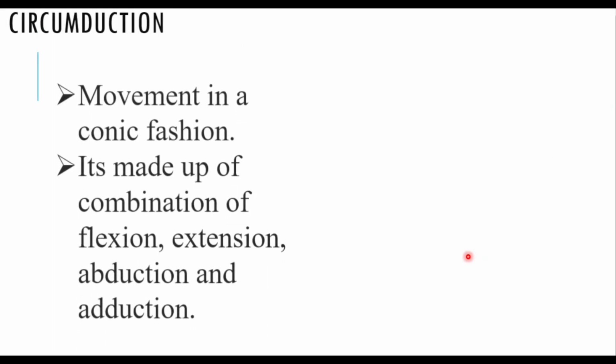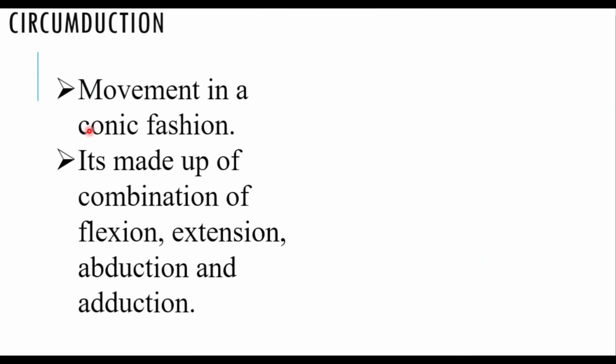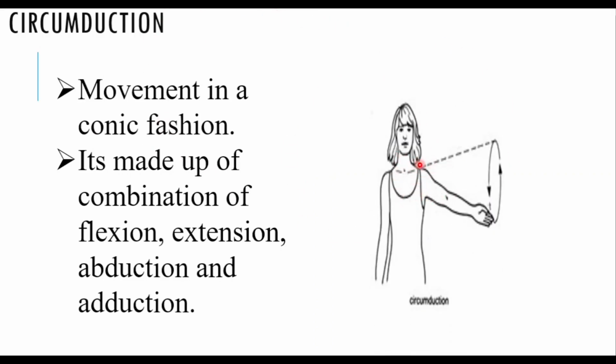Circumduction, from circumference or circle, is movement in a conic circle or movement in a circular manner. So this is done by the joints in our shoulders. So when we move it in a circular manner, we call it circumduction. This is made up of a combination of flexion, extension, abduction, and adduction.